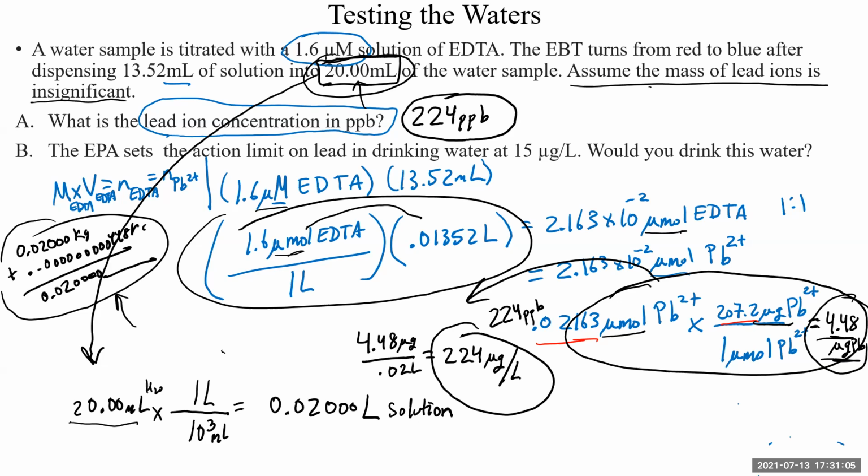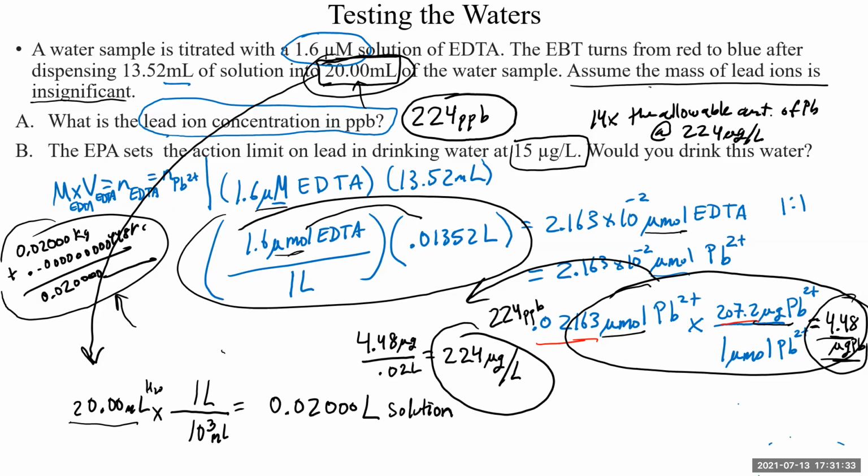But wait a minute, why did I do it that way? Because I wanted to compare to this number, 15 micrograms per liter. Would you drink this water? I don't know. I've got about 14 times the allowable amount of lead in my water at 224 micrograms per liter, right?